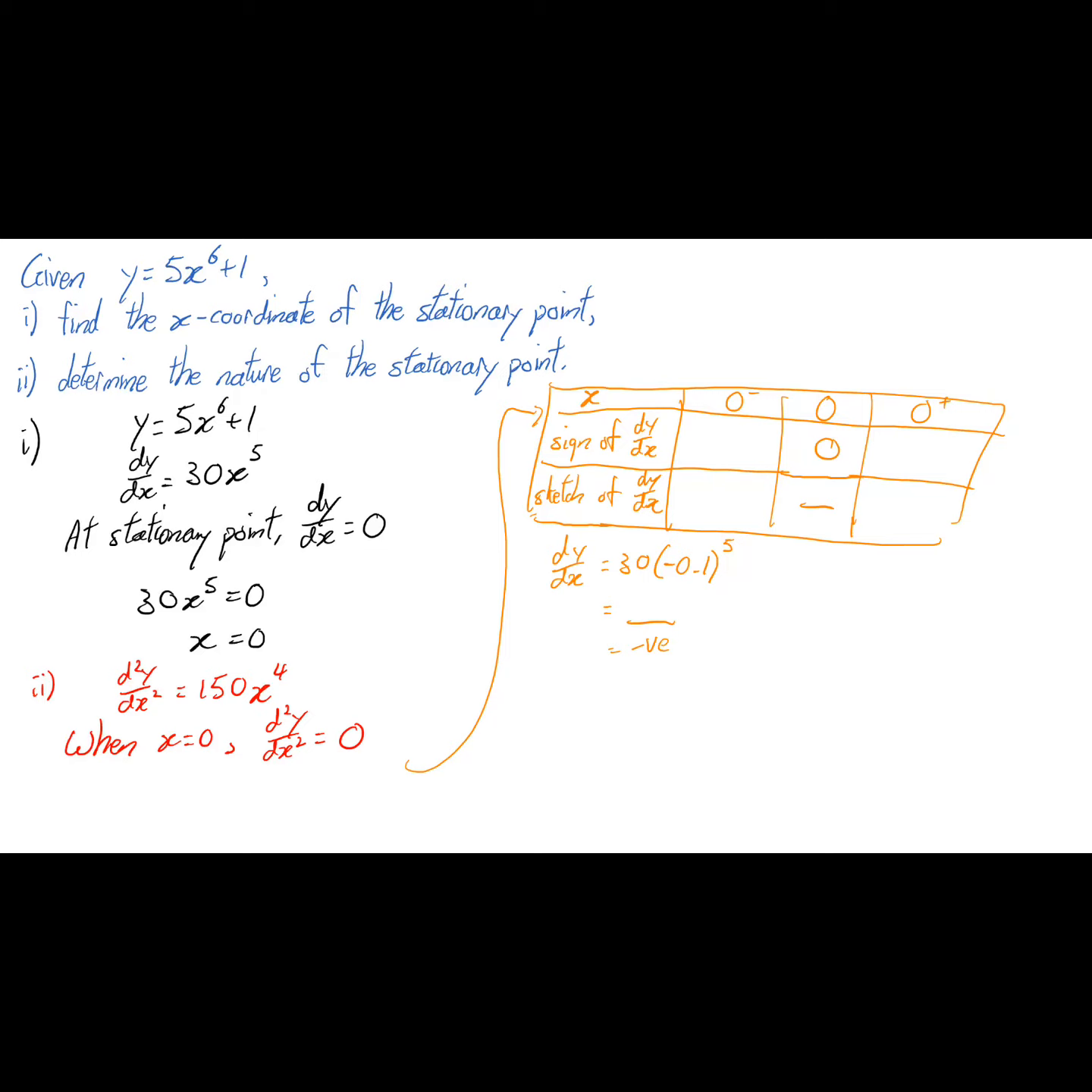A value slightly more than 0, we can use 0.1. So dy/dx is 30 times 0.1 to the power of 5. This will give us a positive value. So therefore, it's negative, so this is the shape. It's positive, so this is the shape. So in this case, we are falling back to the first derivative test.